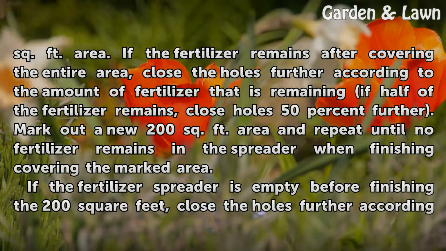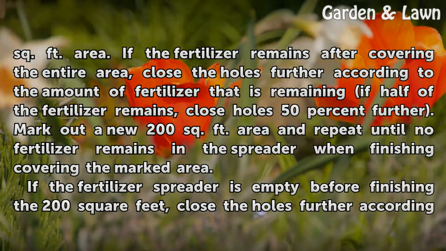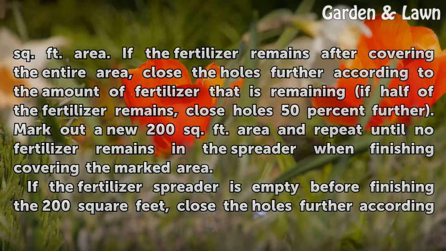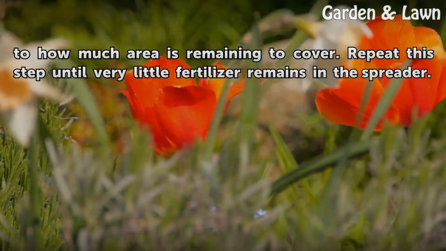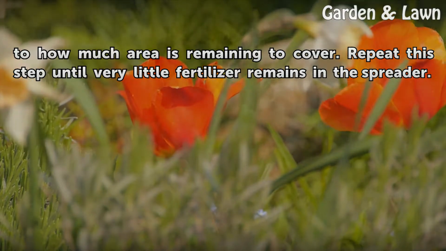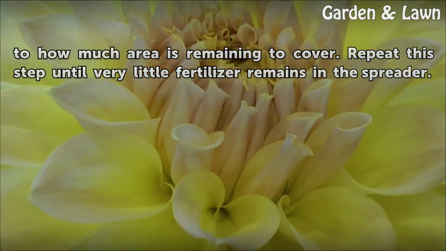If the fertilizer spreader is empty before finishing the 200 square feet, close the holes further according to how much area is remaining to cover. Repeat this step until very little fertilizer remains in the spreader.